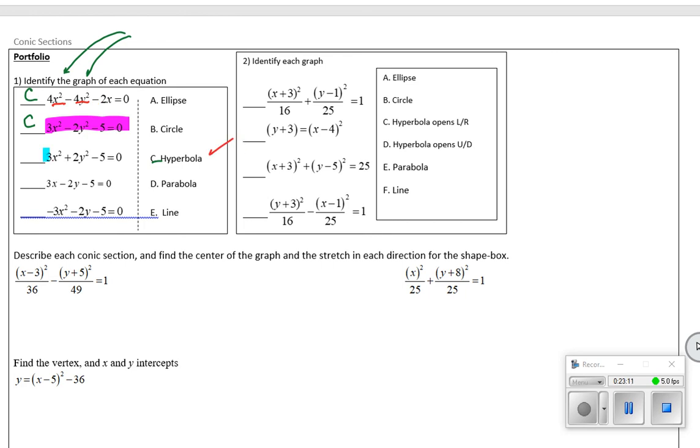All right, 2 squareds, but different coefficients. That's the ellipse, which is not a circle. No squares. That shape is a line. And finally, 1 square. That shape is a parabola.